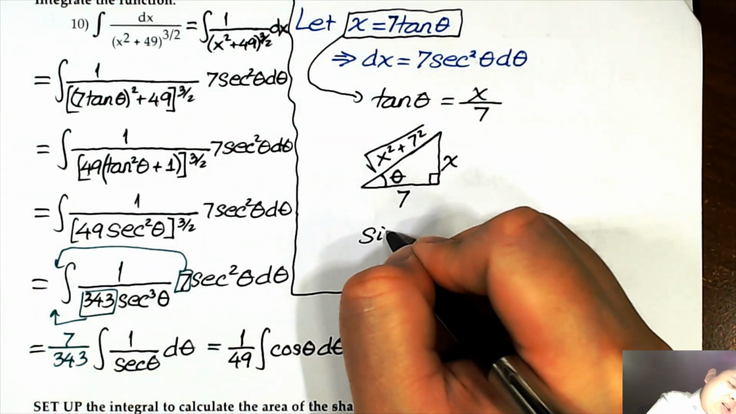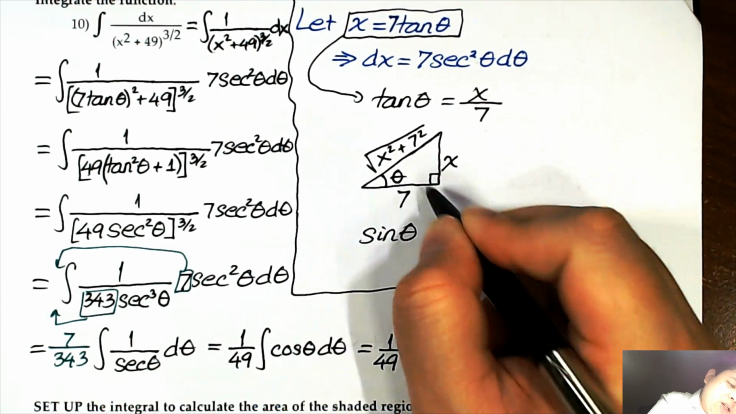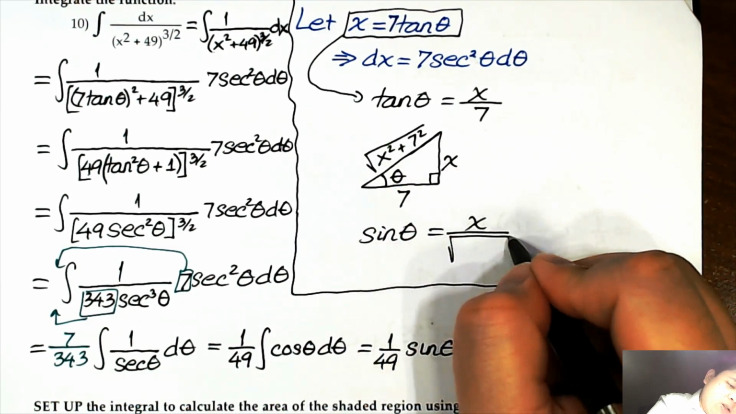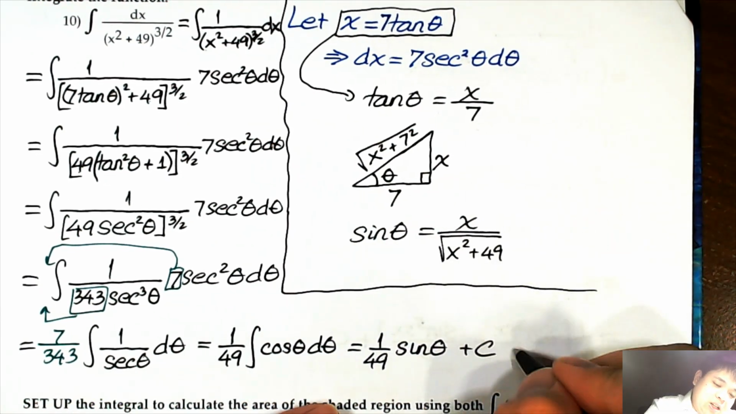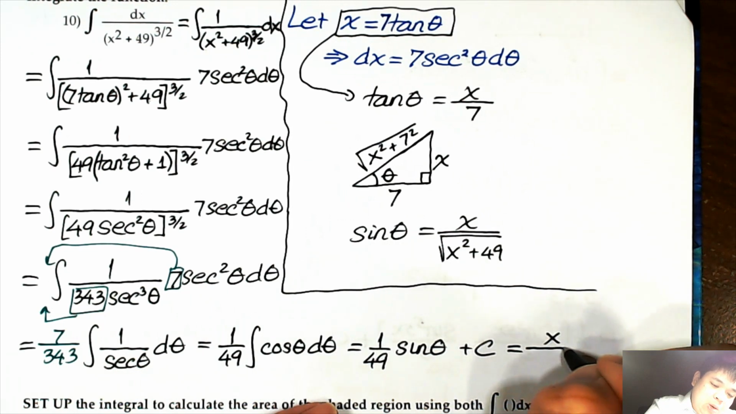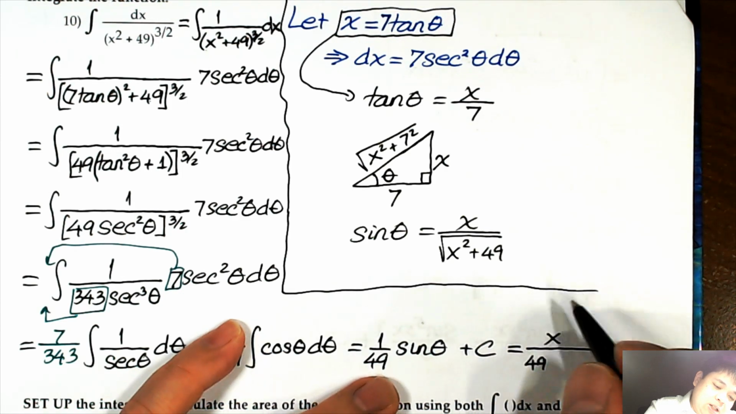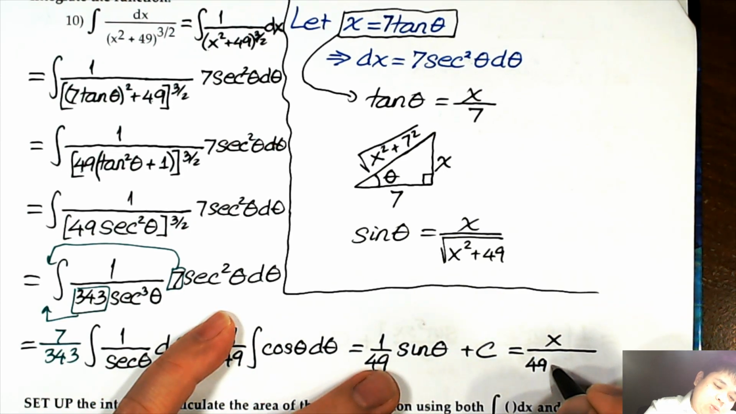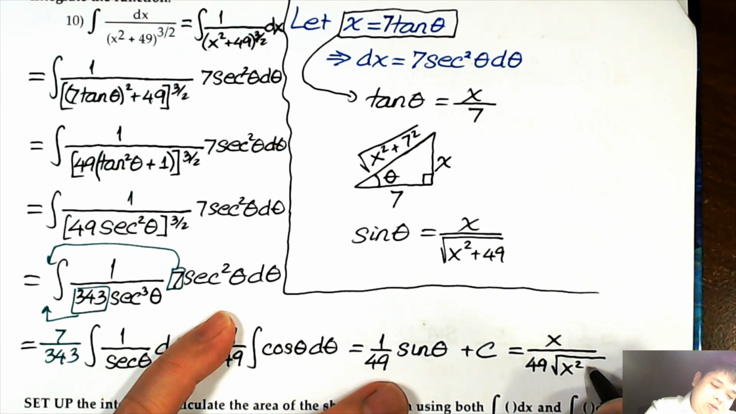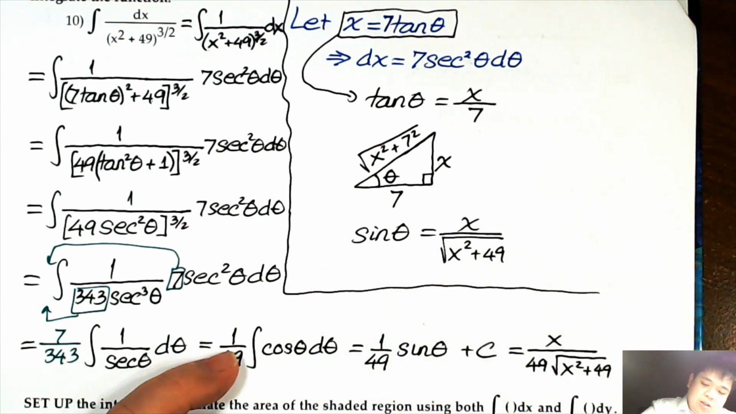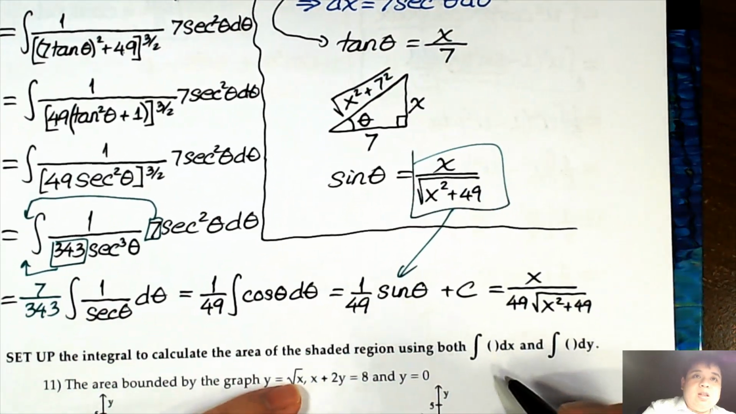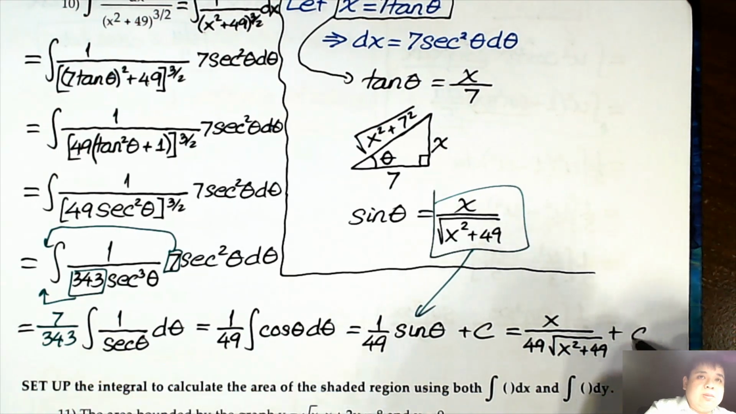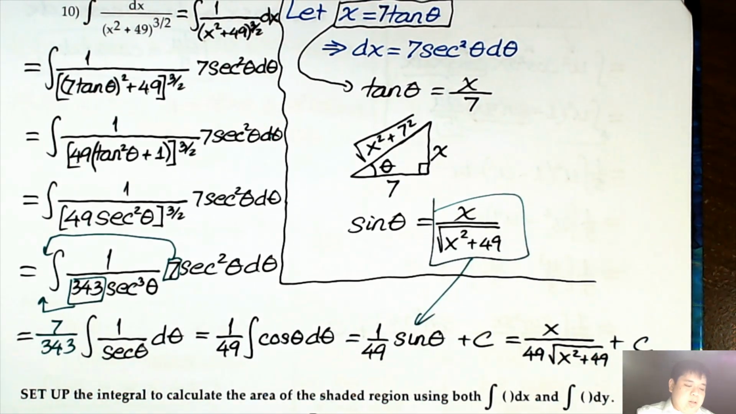And in that case, sine is equal to opposite over hypotenuse. And we substitute back in here. We have x over 49 times the square root of x squared plus 49. We just substitute that in here. Plus c. Right, so that's what we have.